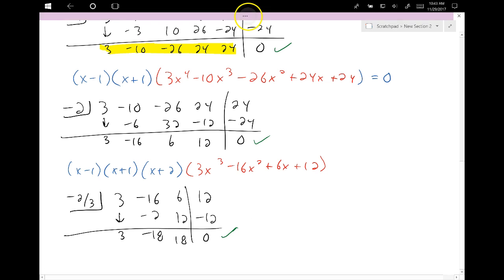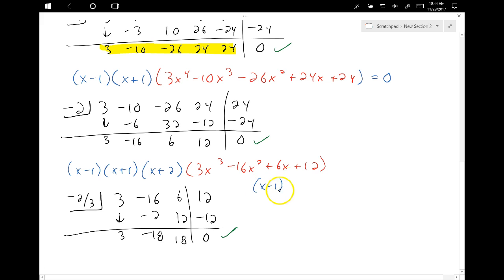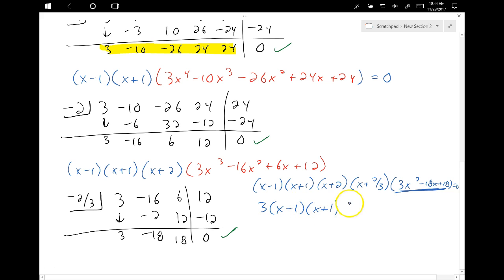So finally, down here, we get x minus 1, x plus 1, x plus 2, x plus 2/3, and we're left with 3x squared minus 18x plus 18 equals 0. Now notice with this that's left over that I'm underlining, I can pull a 3 out of that.